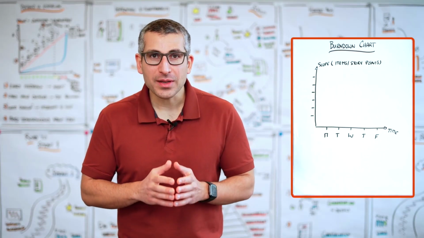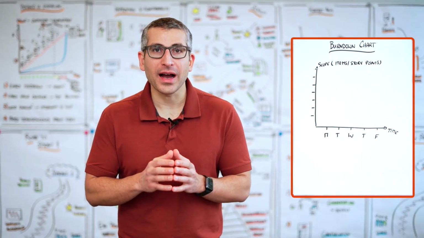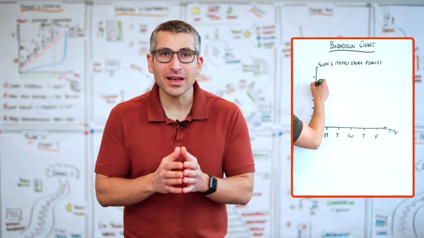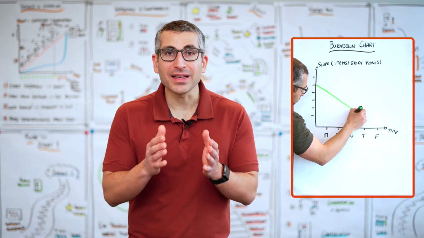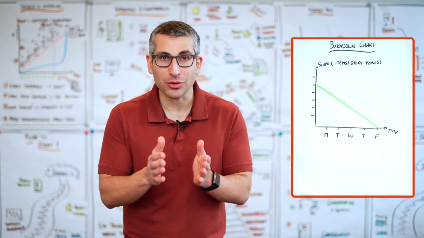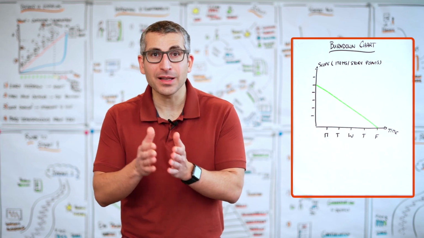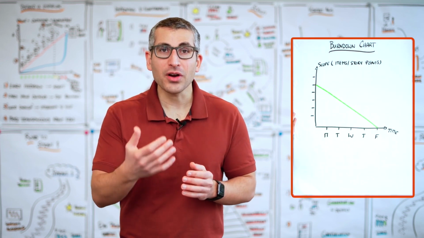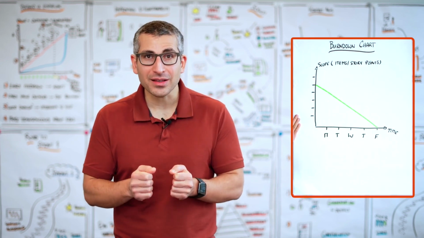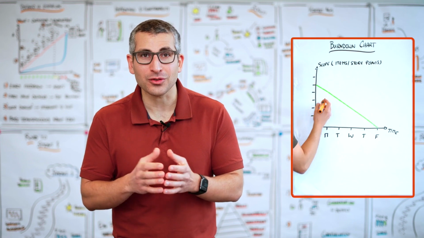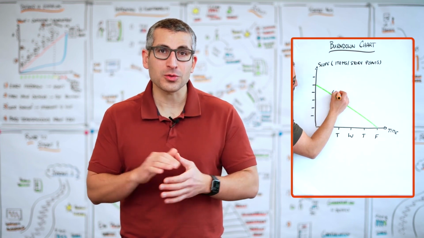Based on the time and scope axis, we can draw the ideal line. And the ideal line means how would we ideally deliver value or finish items on a daily basis so that we deliver everything that we have selected, that we have forecasted or committed to over the duration of our sprint.